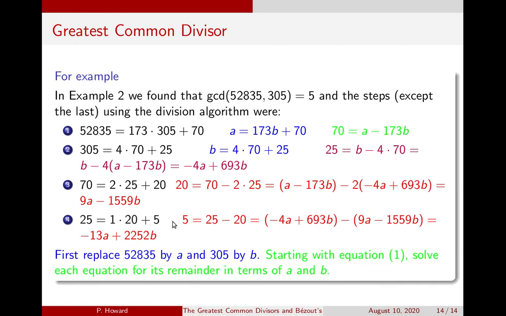We're done. We have written the greatest common divisor as some integer times a, the first of the two numbers, plus another integer times b. B was 305, the second of the two numbers. So the s is minus 13. That's the multiplier for a. And the t is 2252.